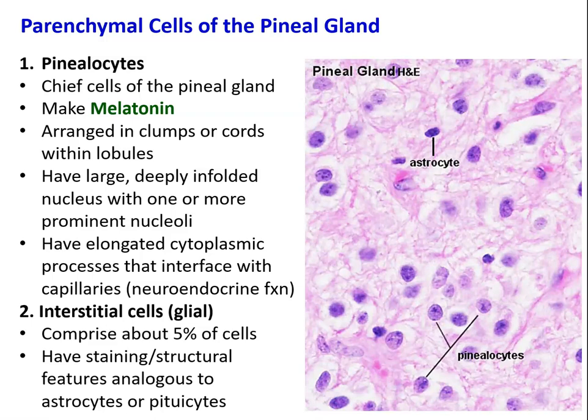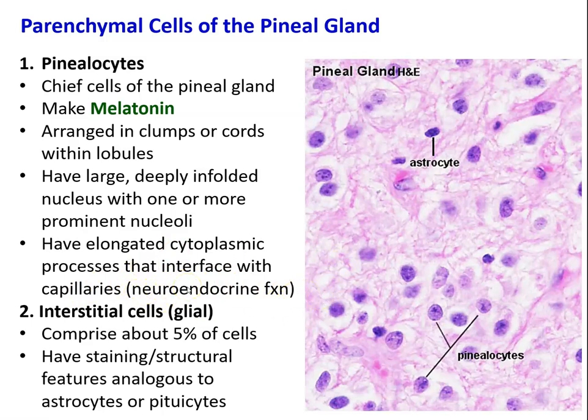They have round nuclei, often deeply enfolded, with one or more prominent nucleoli, which you can see pretty nicely in this image to the right. You can see the numerous nucleoli, 1, 2, 3 in that one, in these rounded looking nuclei. They also have elongated cytoplasmic processes, which are not very apparent in this sort of preparation, that interface with capillaries, and that indicates their neuroendocrine function.